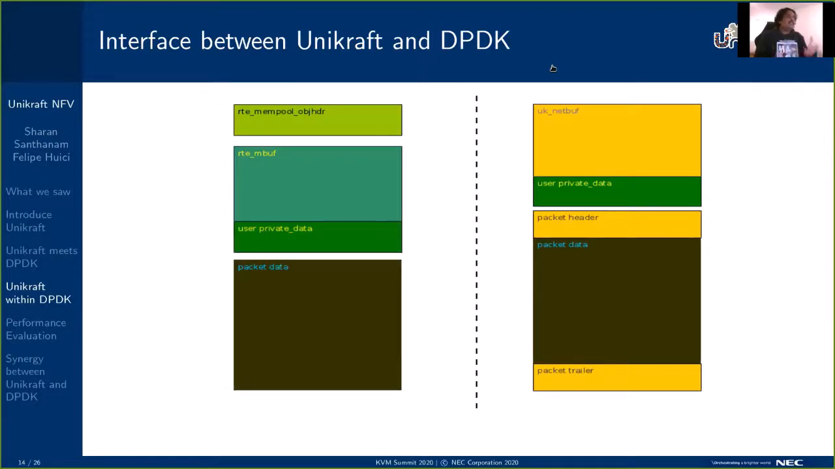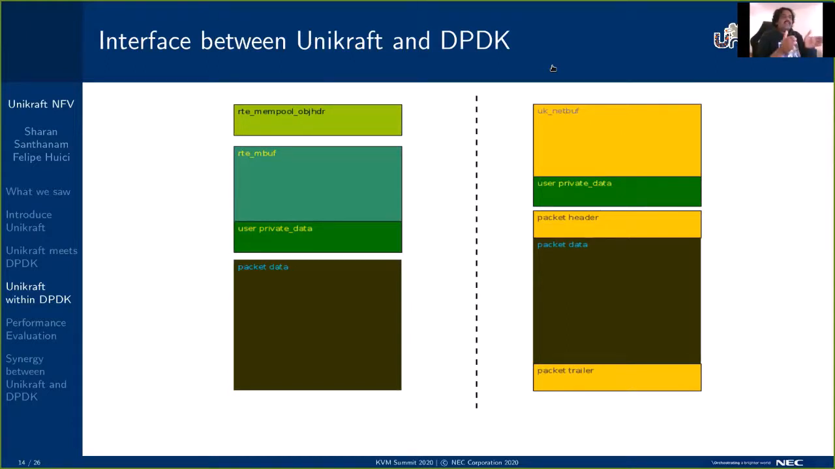So what is the difference between a netbuff and an mbuff? With a netbuff, you have the netbuff structure, then the user private data within it, which is the application's usage of the netbuff, and then the packet headers and the packet data. Whereas with the equivalent mbuff, you have the mbuff buffer, then the packet data, and some private data for it.